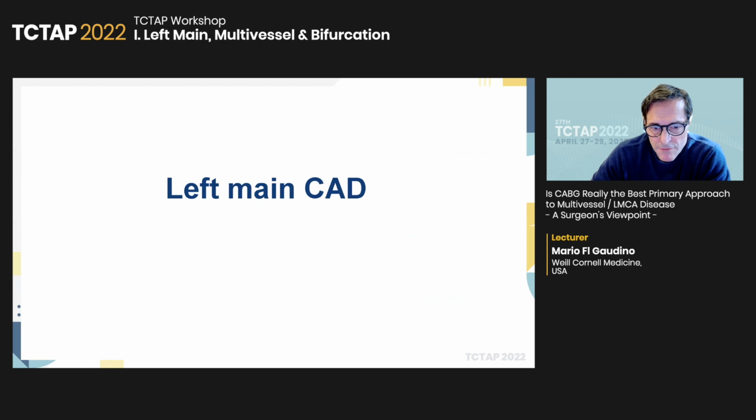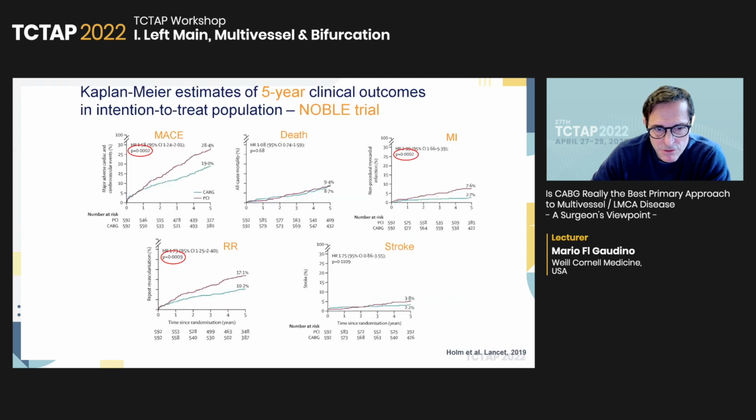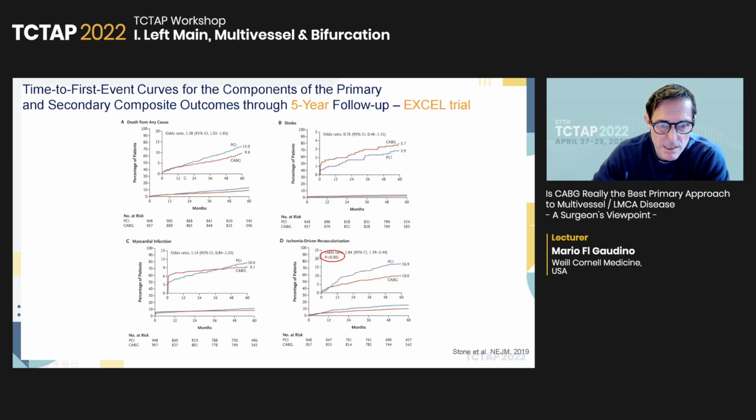When it comes to left main, well, the data are pretty consistent with what I've just shown you. In NOBLE, at 5 years, no difference in survival, statistically significant reduction of MI and repeat revascularization in favor of surgery. MI did exclude perioperative MI. No difference in stroke, and statistically significant difference in a MACE outcome that included repeat revascularization.